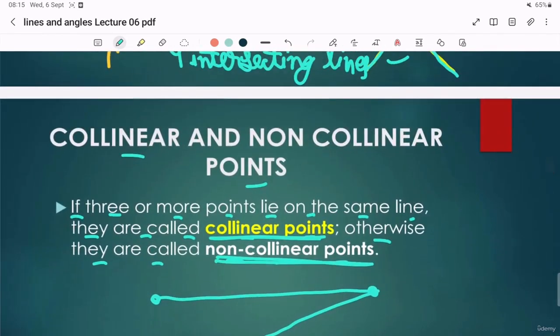So in this video, we have seen what are intersecting lines and what is point of intersection. And we have also seen what are collinear points and what are non-collinear points.